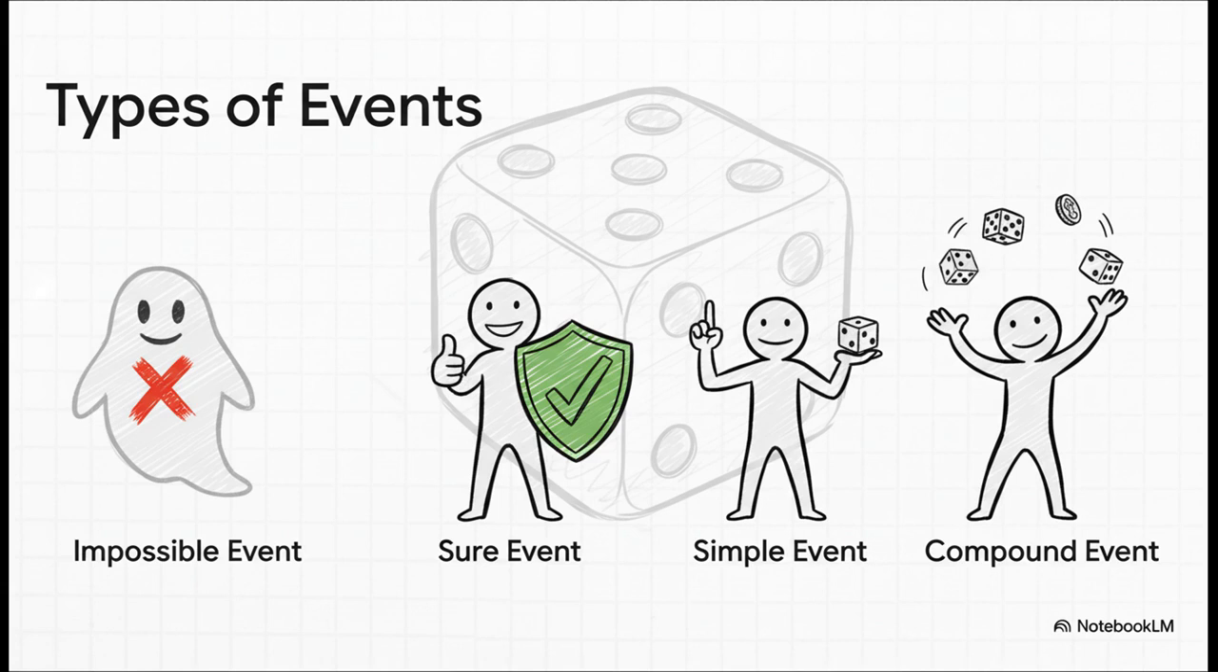Now, to make things really easy to understand for the next few slides, let's just keep one single example in our minds. Rolling a single die. What's the sample space for that? Yep, it's S equals {1, 2, 3, 4, 5, 6}. Let's see what these characters do in this scenario.